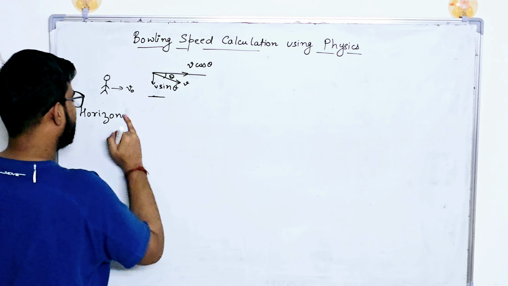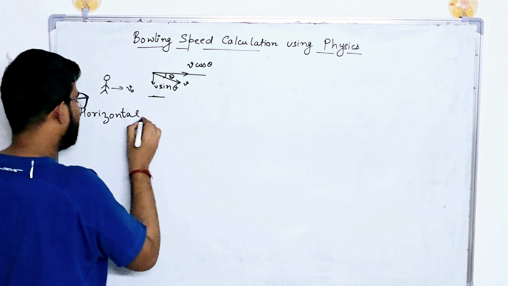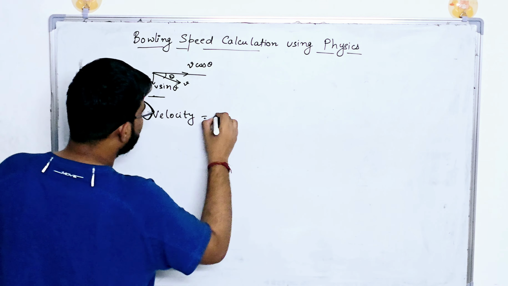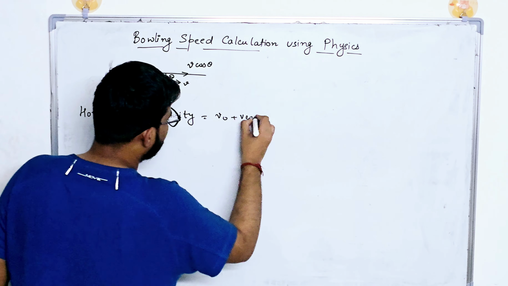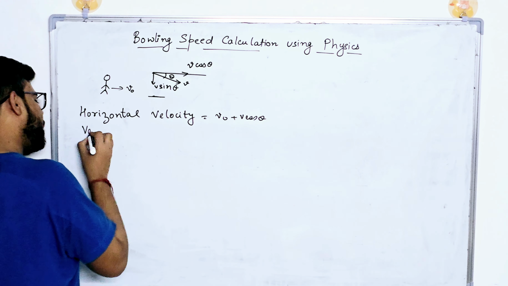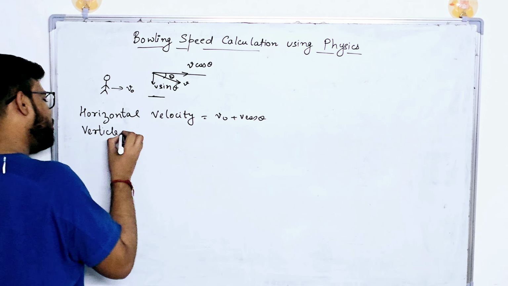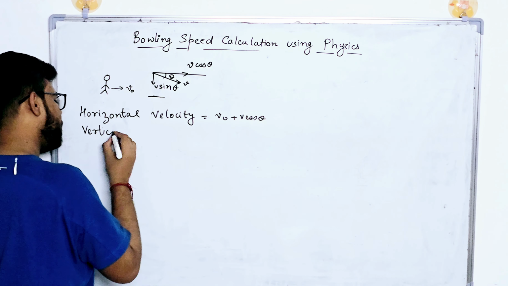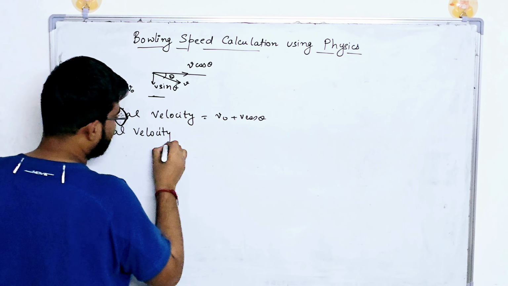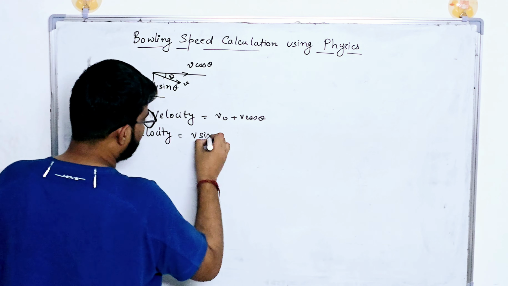So what is the horizontal velocity? Horizontal velocity is equal to v naught plus v cos theta, right? Final velocity. And what is the vertical velocity? Vertical velocity is equal to v sin theta, right?